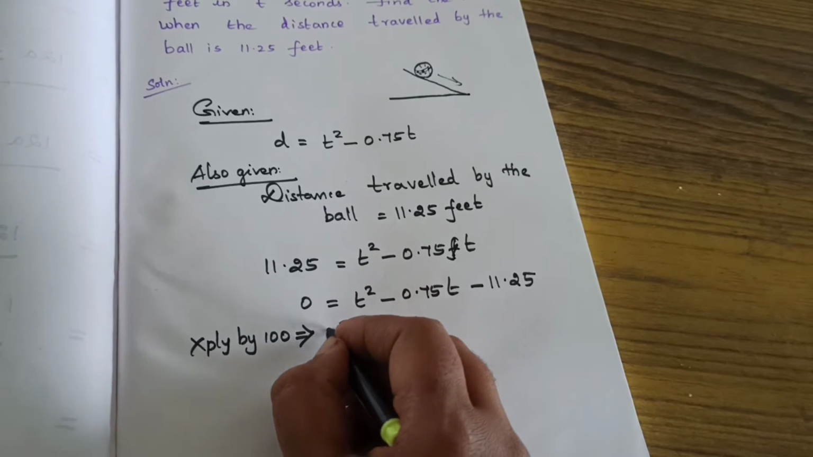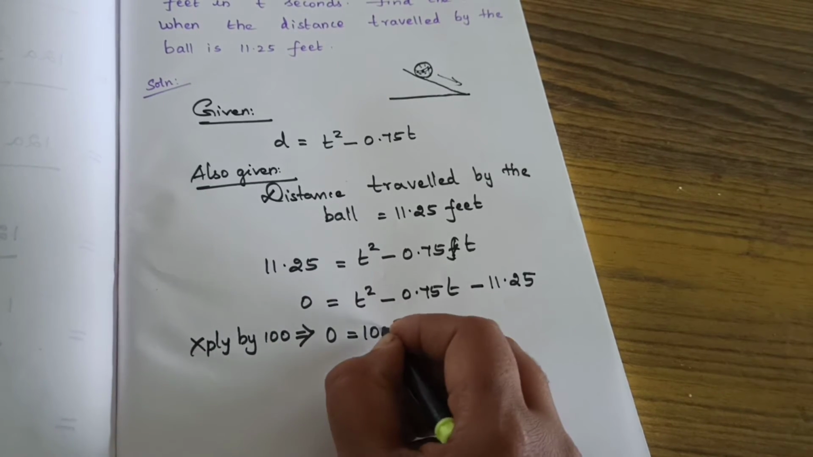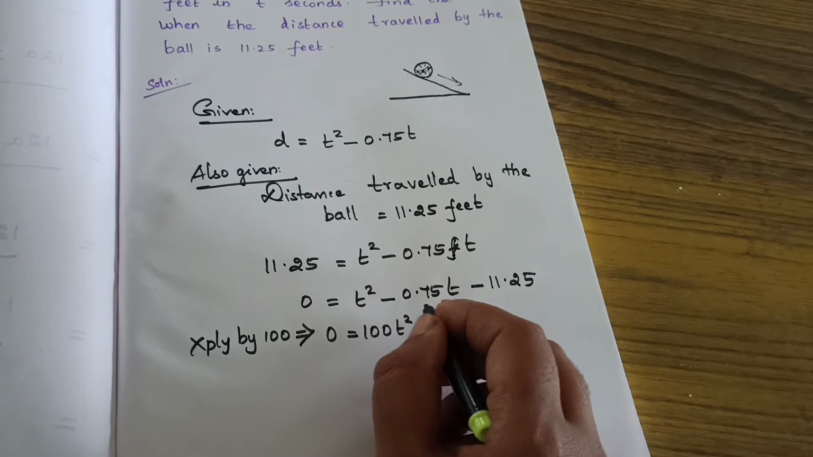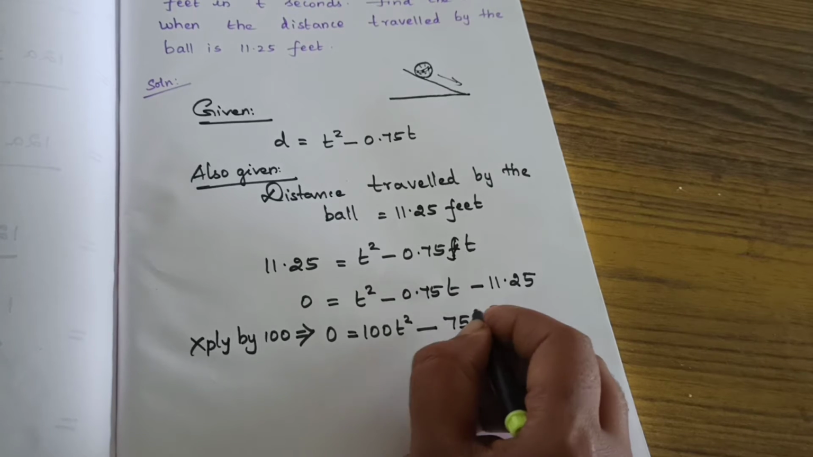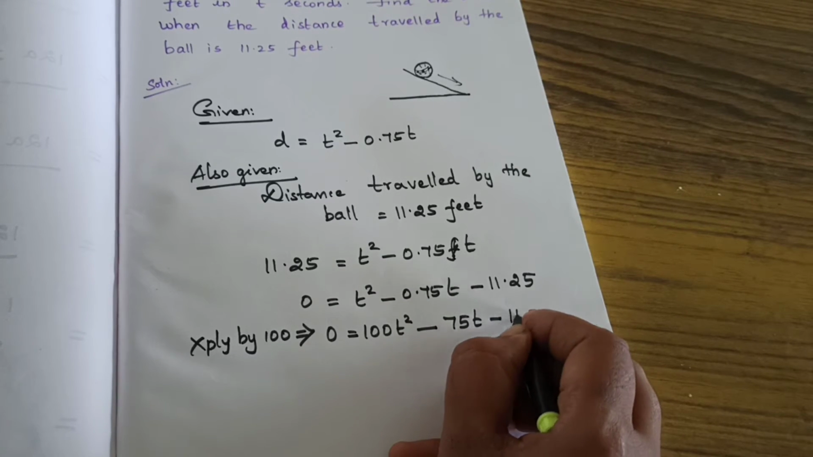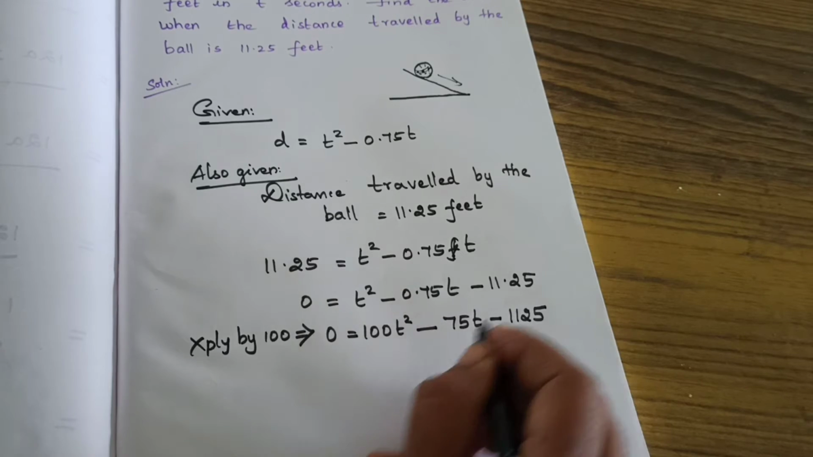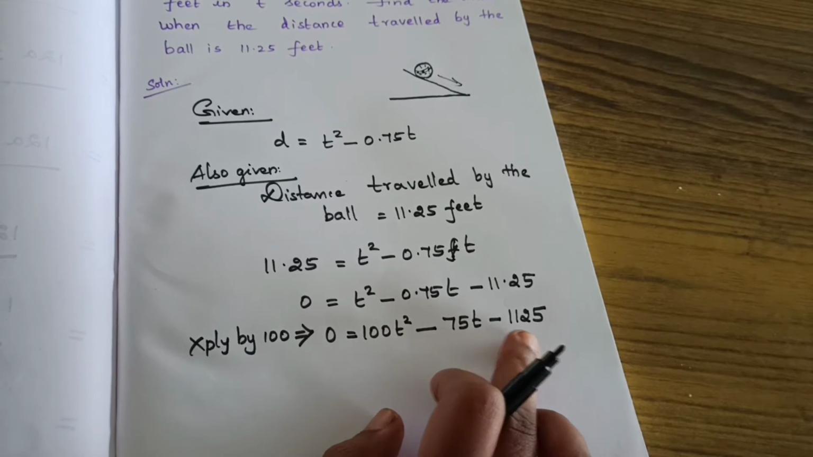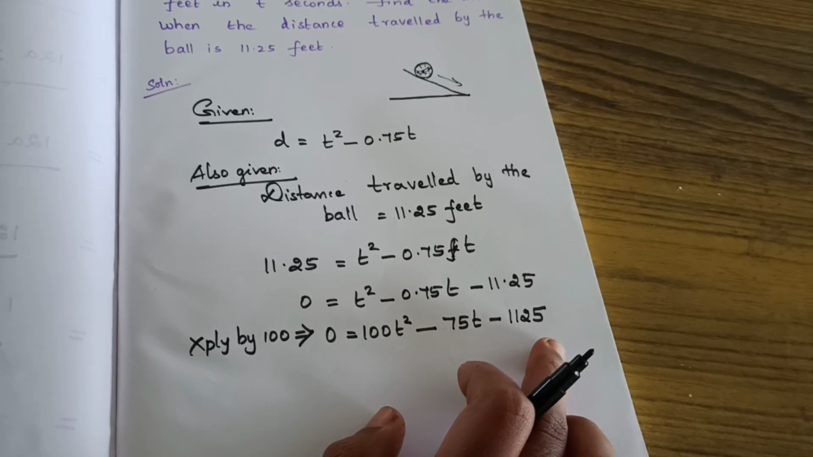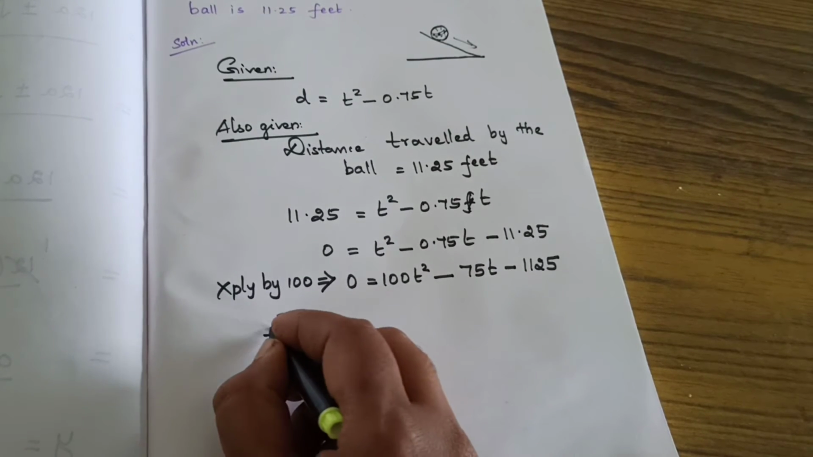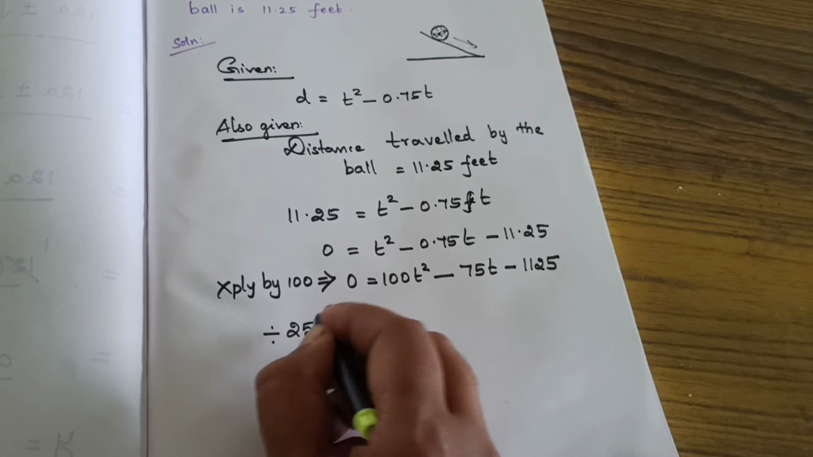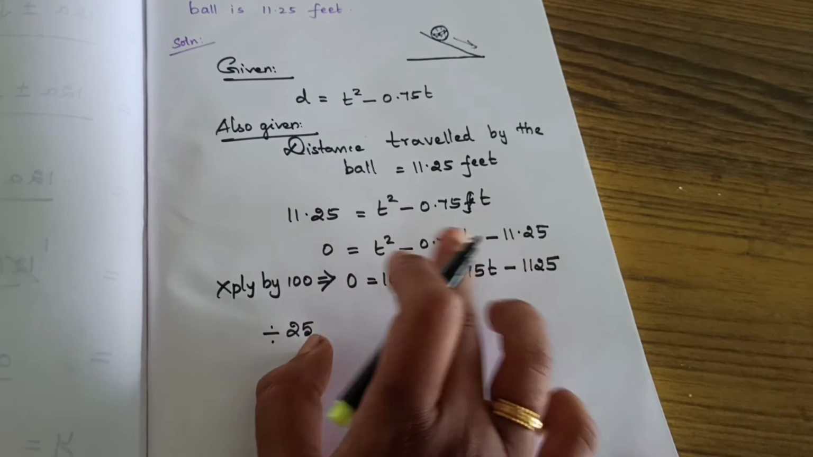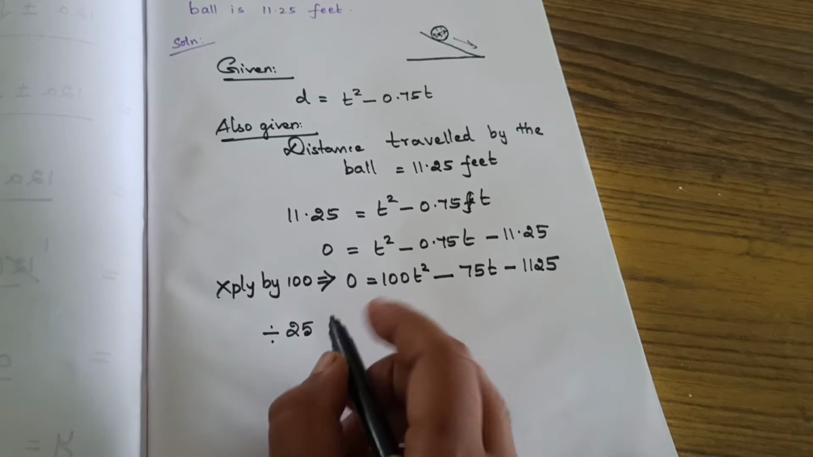100 into 0, 0 equal to 100 t square minus, here when we multiply, the decimal point will be removed. So 75t minus, here also 1125. Got it? Now 75 and 1125 come in which table? 25th table. So we can divide it by 25. Otherwise, first itself we can divide by 25 and we can remove the point. That method also you can solve, no problem.